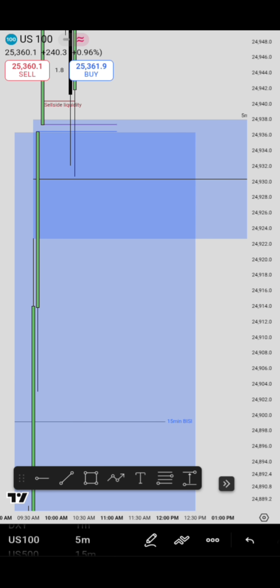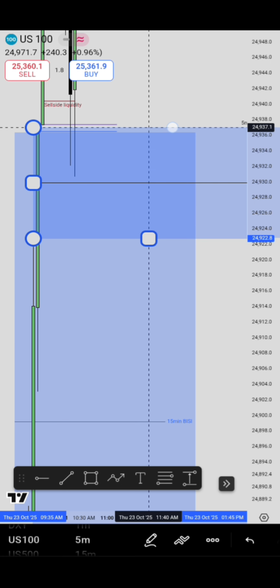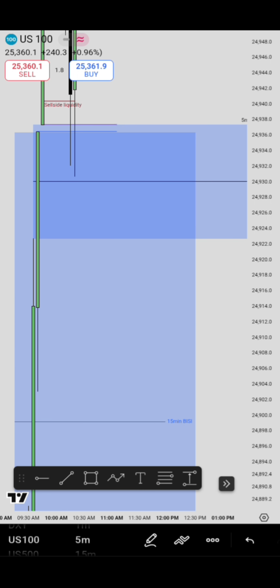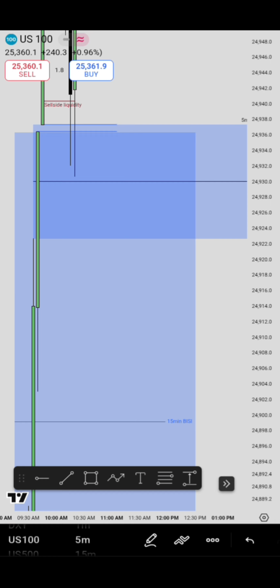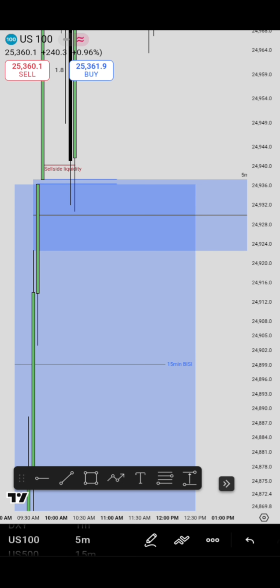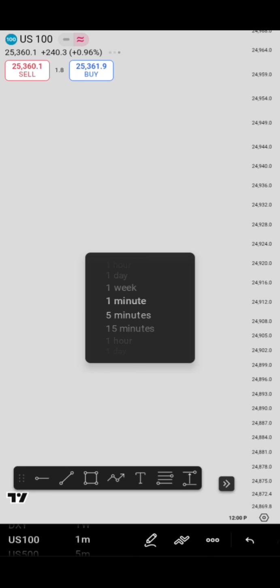ICT teaches to include the volume imbalance. And this is not a volume imbalance, it's a liquidity void. We don't have any wicks, nothing, no body closure, just this thing I indicated here. So we failed to even reach the consequent encroachment of the 5 minutes fair value gap, which is a good sign. So, going to the 1 minute time frame.